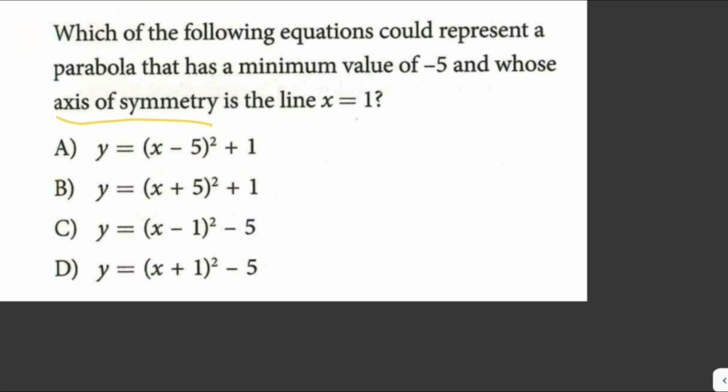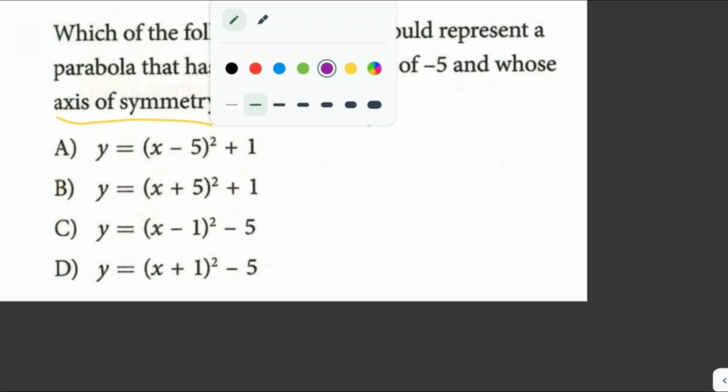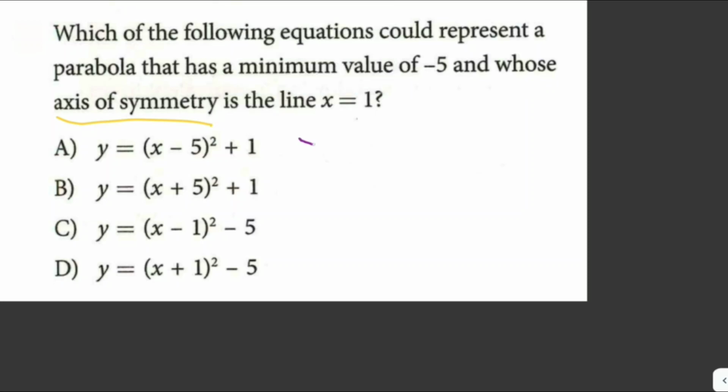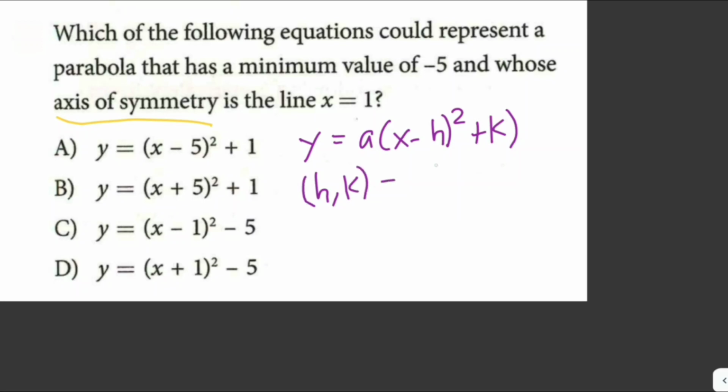So by using these properties, we can identify the vertex, and then we can use it to write the equation of the parabola, which is y equals a times (x minus h) squared plus k, where (h, k) is the vertex. If the minimum value of the parabola is -5, therefore the vertex of this parabola is just (x, -5).